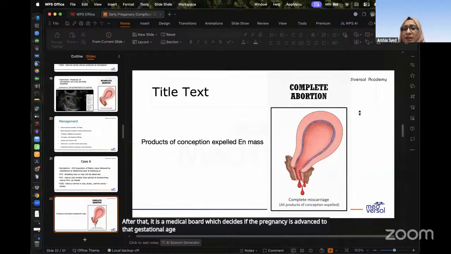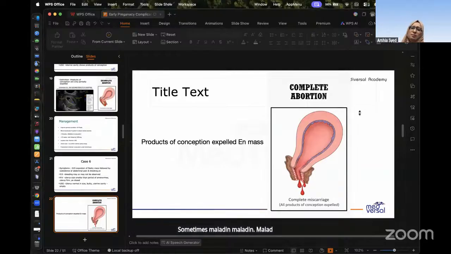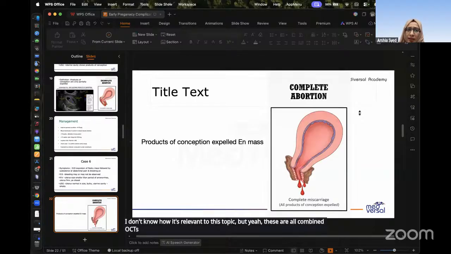Something on Mala-D and Mala-N. Mala-D, Mala-N, these are all contraceptive pills. Mala-N is provided free of cost. These are combined oral contraceptive pills. I don't know how it's relevant to this topic, but yes, these are all combined OCPs, which contain ethinyl estradiol and levonorgestrel.